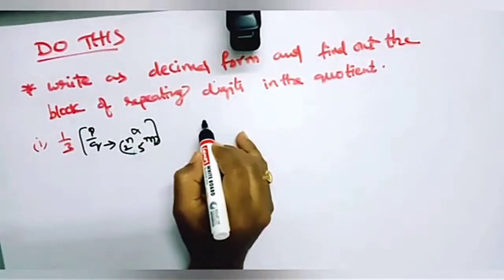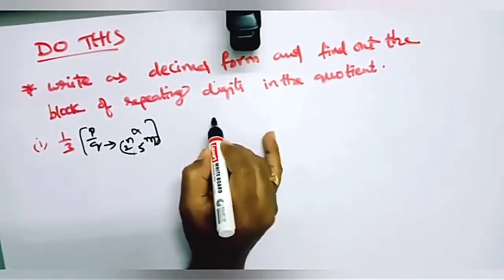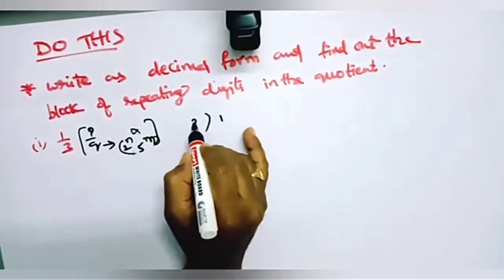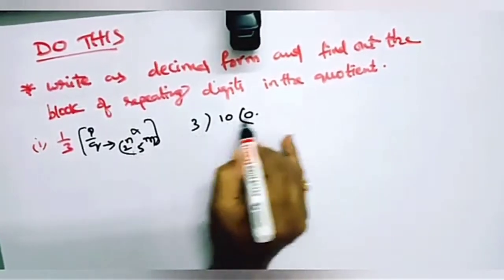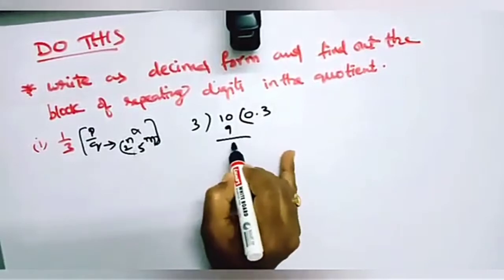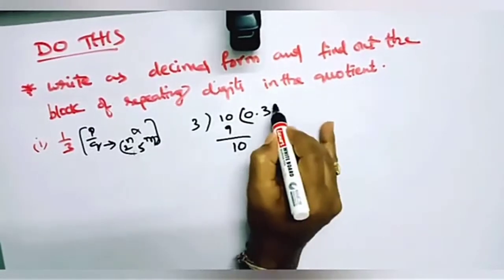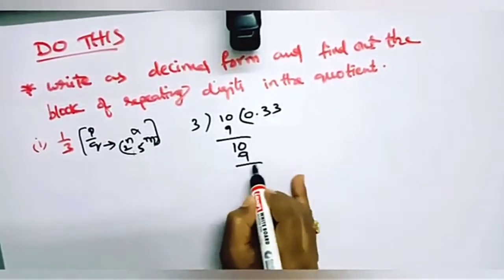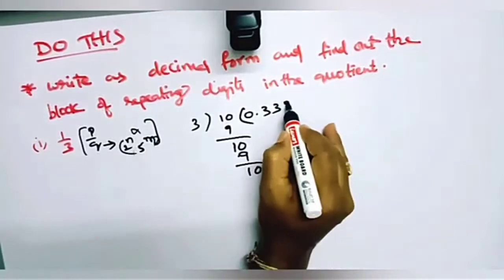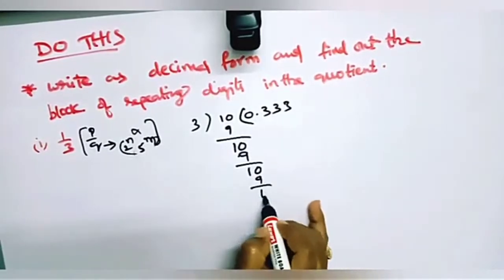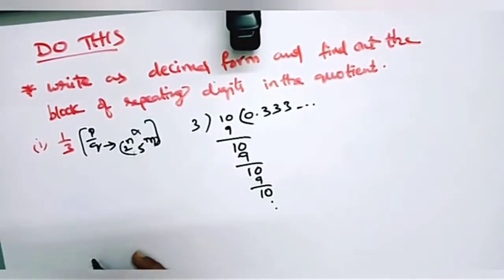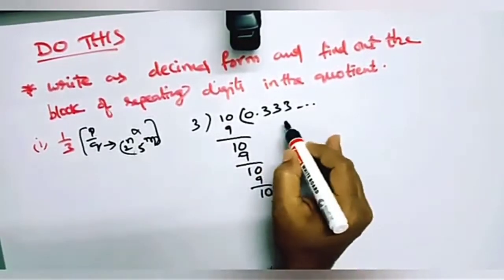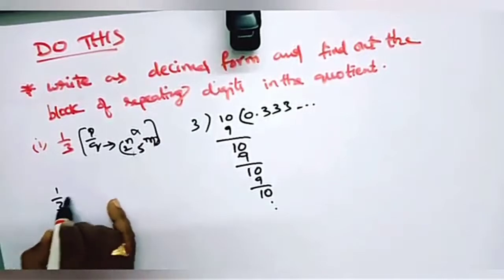So I'm dividing 1 by 3. In the 3 table you won't get 1, so you should take 0 point and take 0. Then 3 times 3 is 9, then 1 you will get, again 0, then 3 times 3 is 9, then 1, then again 0, then 3 times 3 is 9, again 1. This continuation will keep coming, there is no end for this answer. So this is a non-terminating repeating decimal.